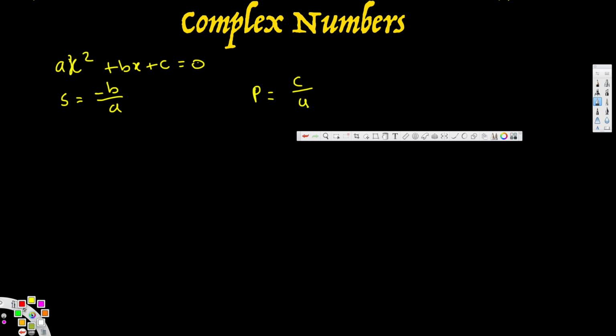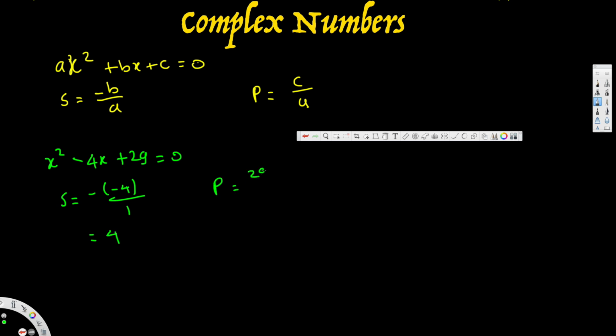Okay, let's say we have a question like this. Let's say the question is asking about the quadratic given by x squared minus 4x plus 29 is equal to 0. What is the sum? Sum is negative b over a. In our case b is negative 4, so negative of negative 4 divided by a, which is 1, we are going to get just 4. And then product is c over a. c is 29, a is 1, so that's going to be just 29.